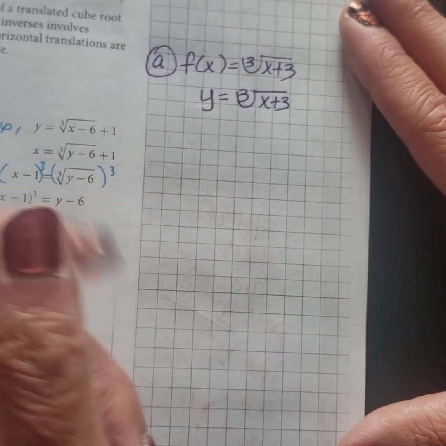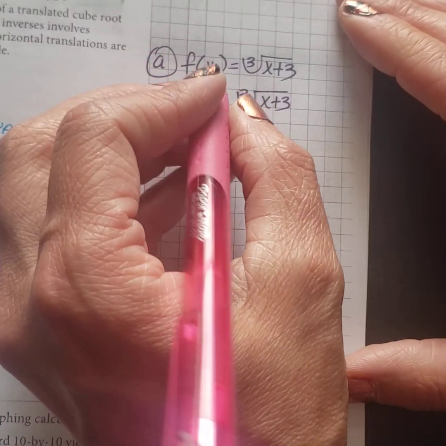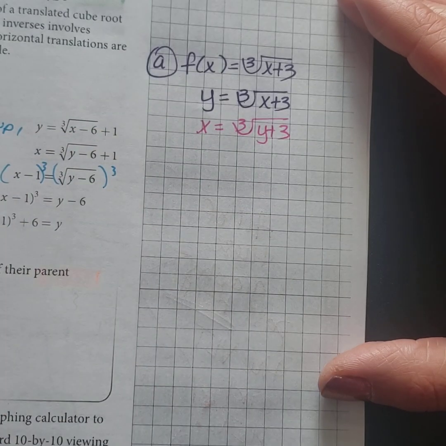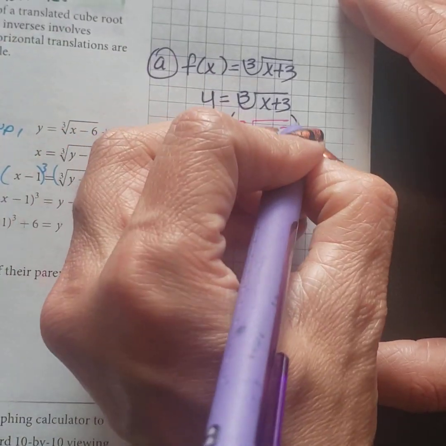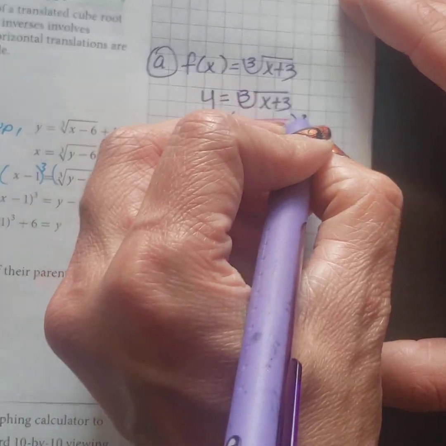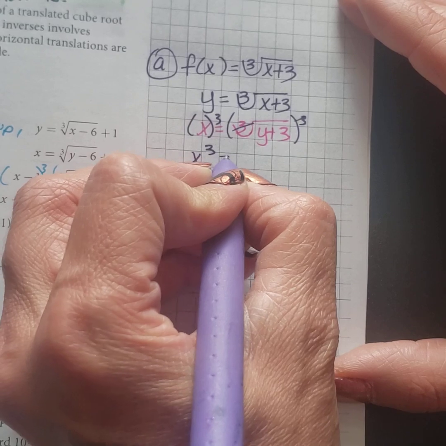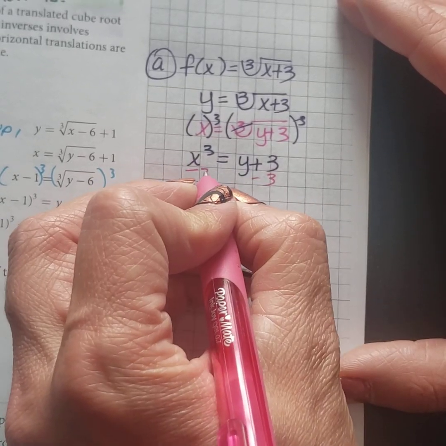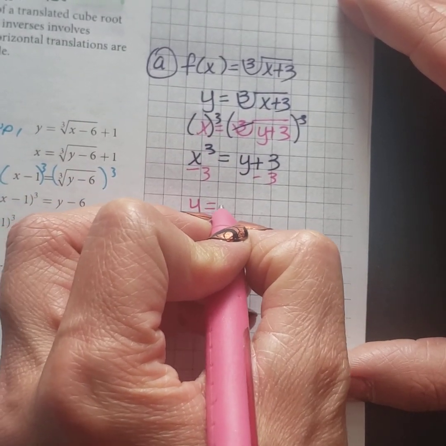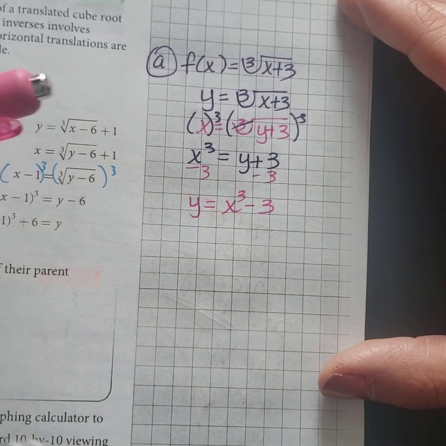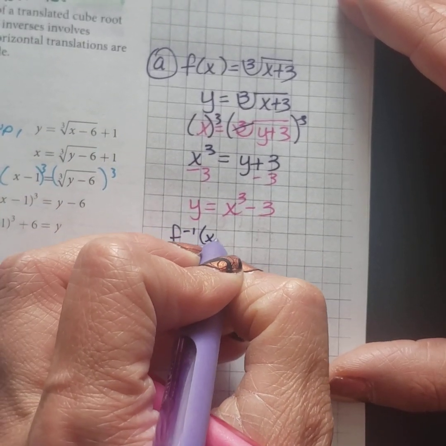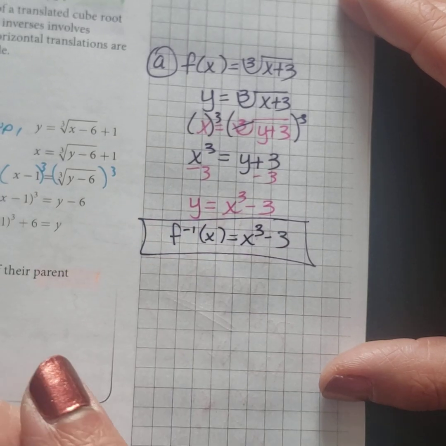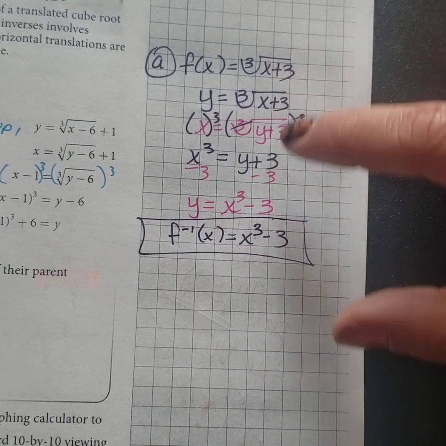So I switched f of x to a y. And now we need to Freaky Friday, switch places, x equals cube root, y plus 3. I have to undo the cube root, so I have to cube both sides. That's the only way that those can cancel. So x cubed equals, poof, y plus 3 gets to come out. Subtract the 3 from both sides. And y equals x cubed minus 3. So f inverse of x equals x cubed minus 3. Okay, so I know that that's what the answer is. These are inverses of each other.